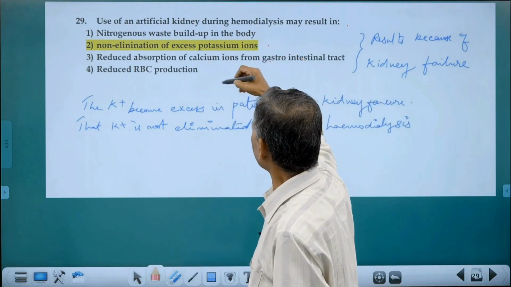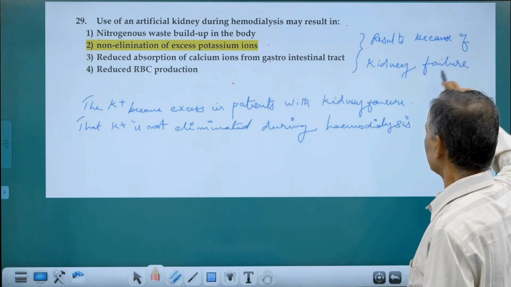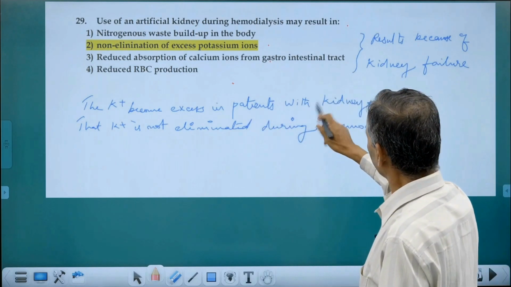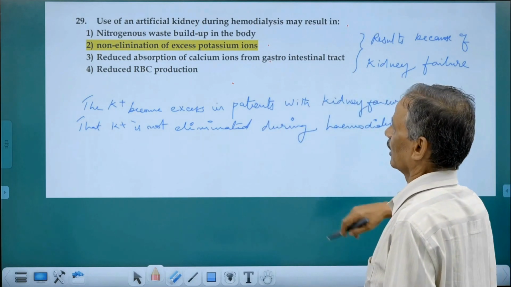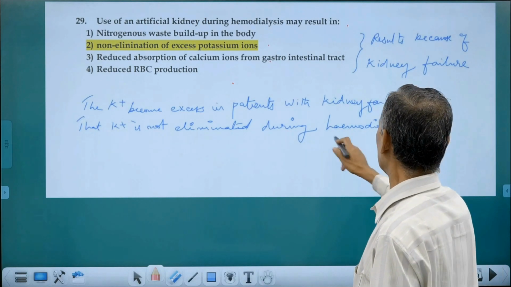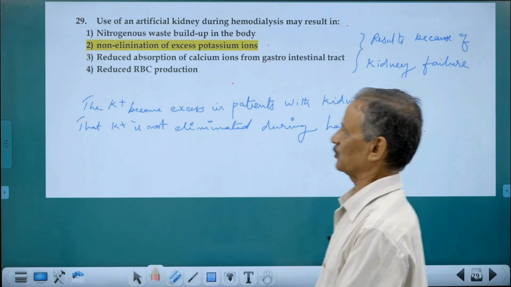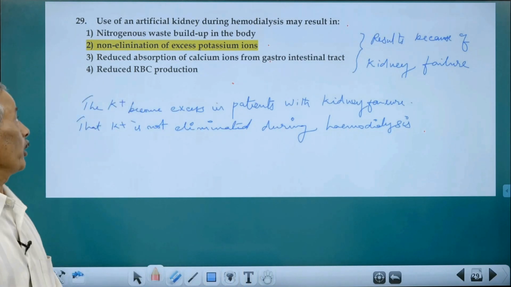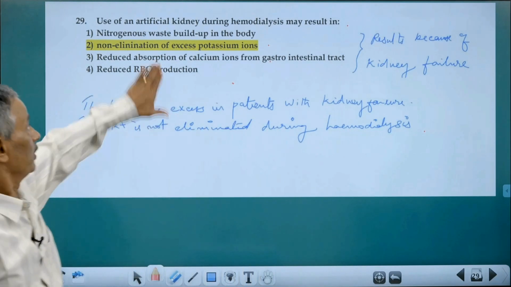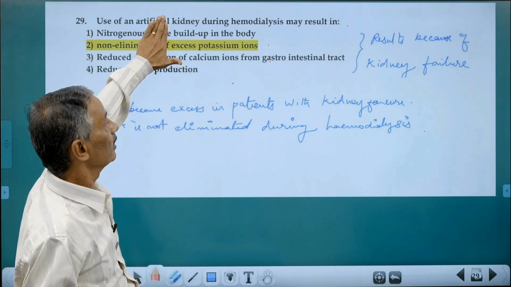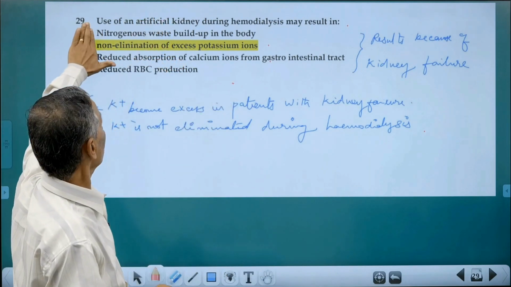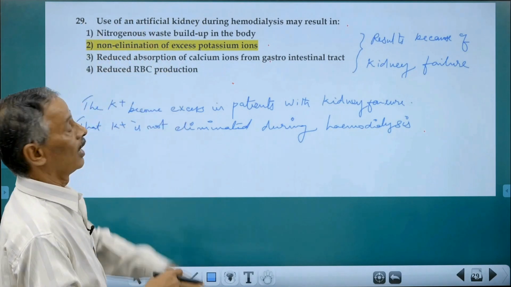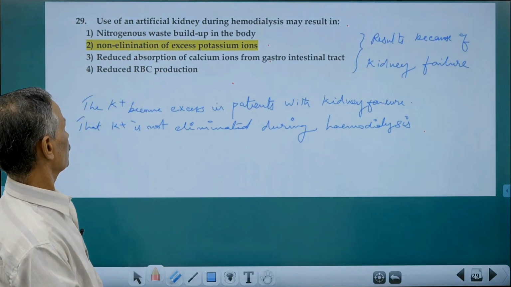These three are all because of the kidney failure. The potassium becomes excess in a patient with kidney failure. That potassium is not eliminated during hemodialysis. So non-elimination of excess potassium. Excess potassium formation is a consequence of kidney failure, and it is not eliminated because of that artificial kidney dialysis.